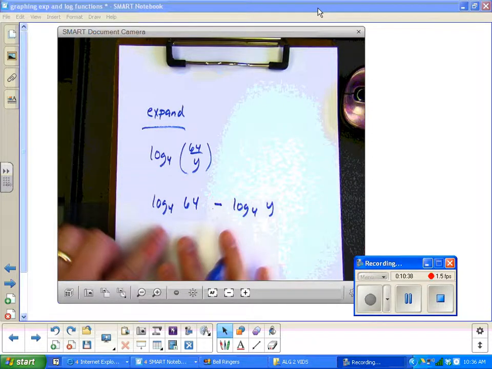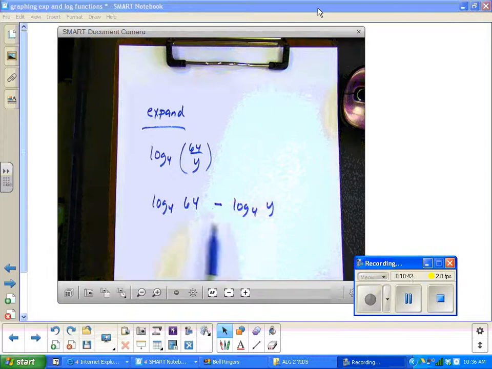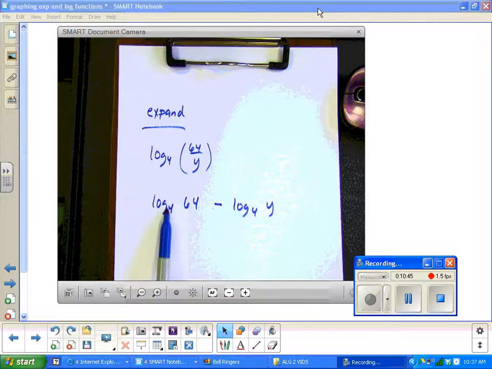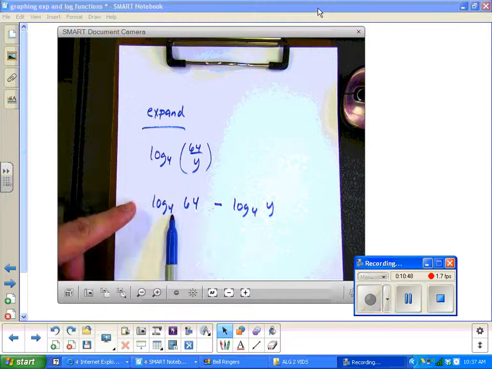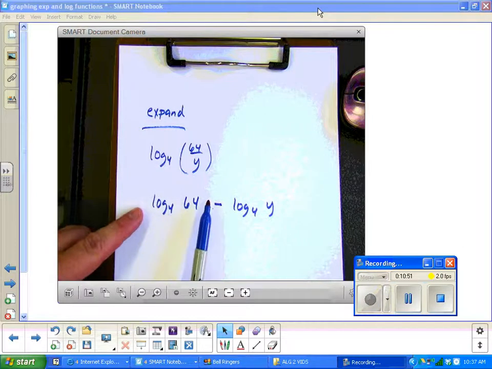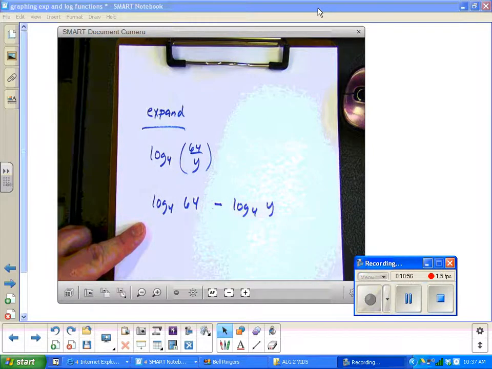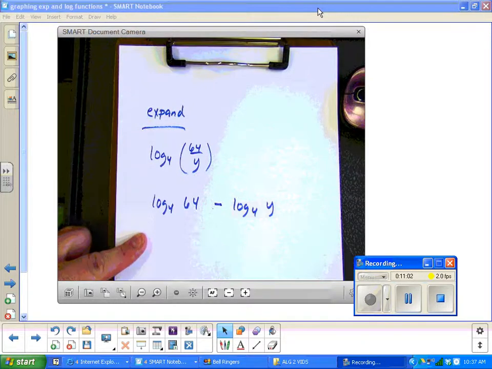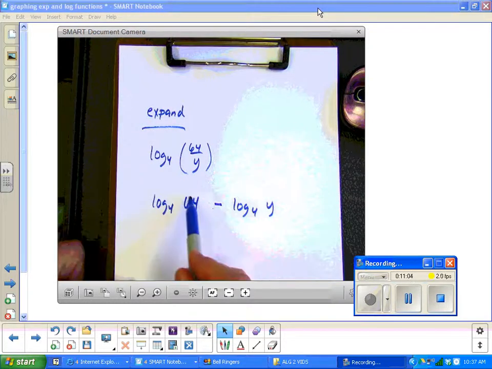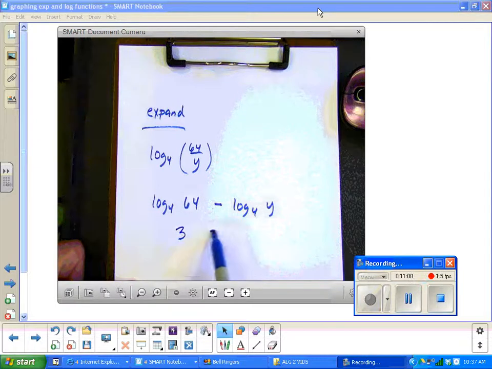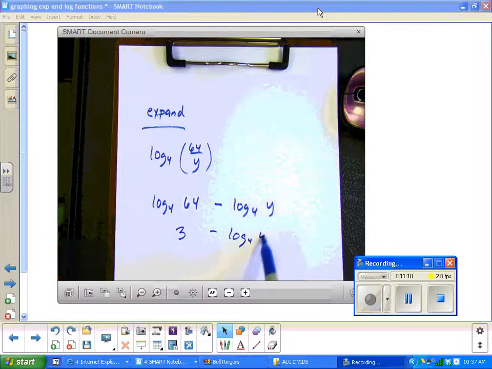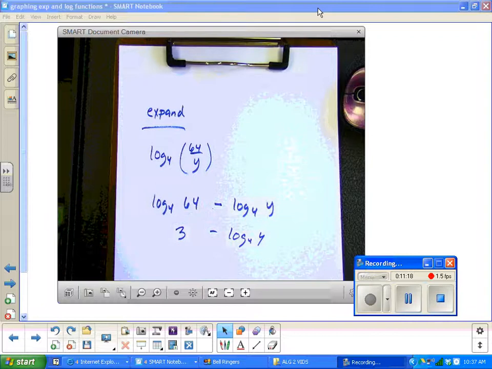Okay. Now let's expand it. Now take a look. Is one of these maybe one I can evaluate? This one? Now I don't know what this one is, but we can think: 4 raised to what power would be 64? 4 squared would be 16, so it's not 2. 4 to the third would be 64. So really this is just what number? 3. 3 minus log base 4 of y. Alright, now, well, just come up here in a minute and you can do this.